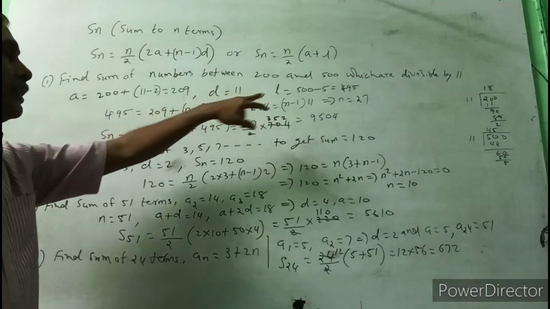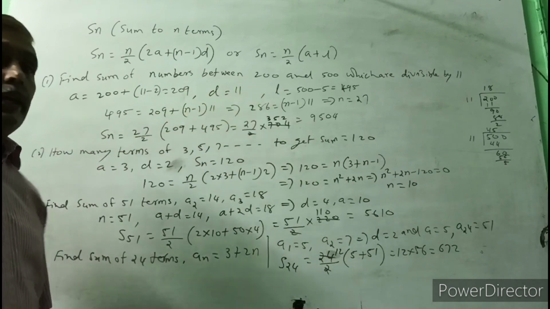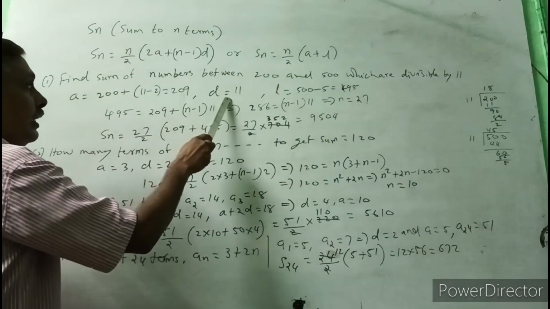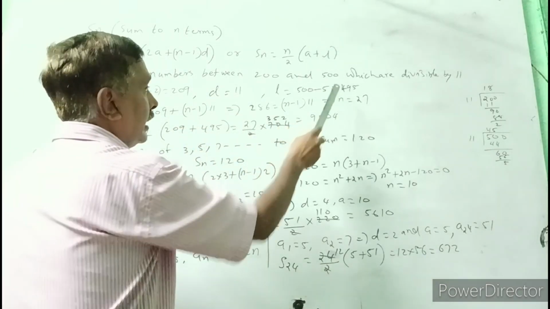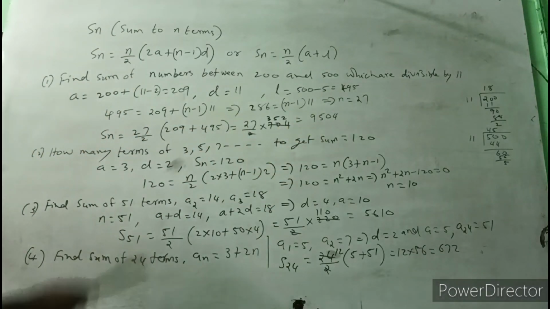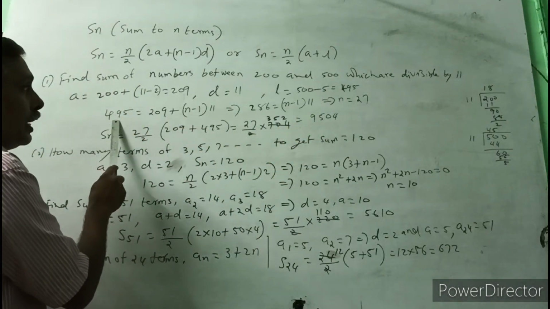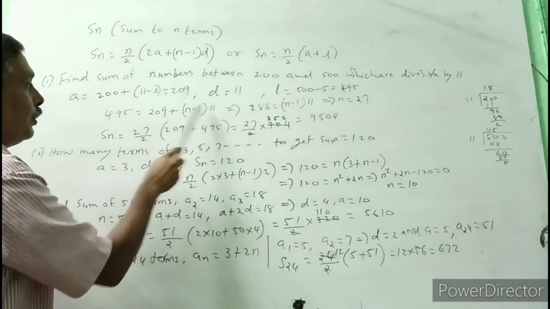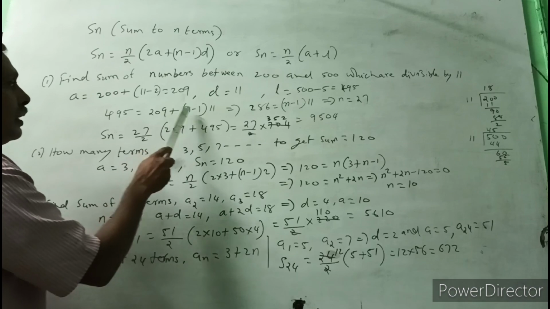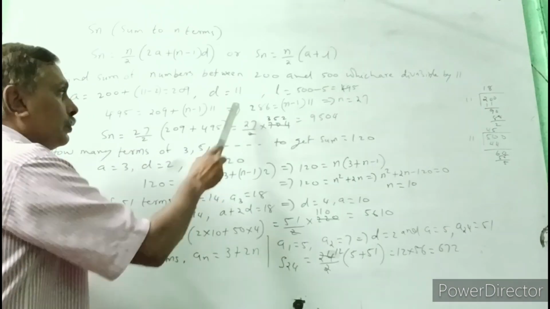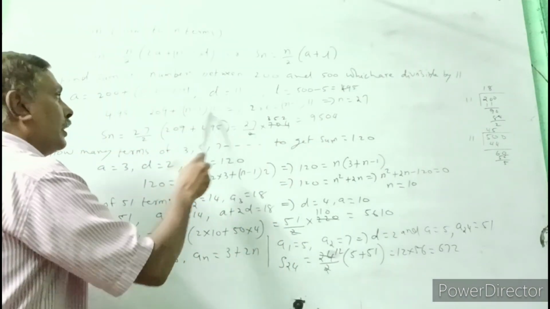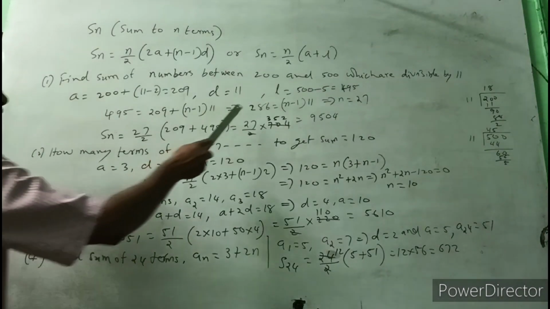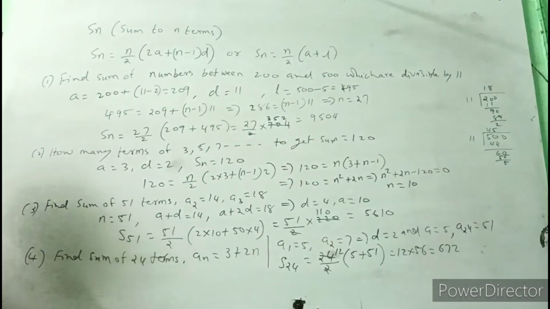So first of all, we will find out n. n was not known. So this is the last term, and you know what is a and d. a and d and last term we know, so we can find out n by using the formula. 495 is the last term. 495 equal to a plus n minus 1 into d, that is 209 plus n minus 1 into 11. So you will get n is equal to 27. This part you studied in the previous part, the last section.